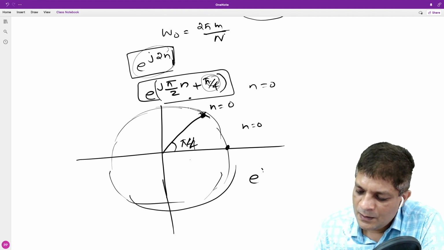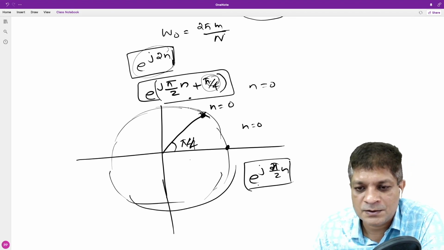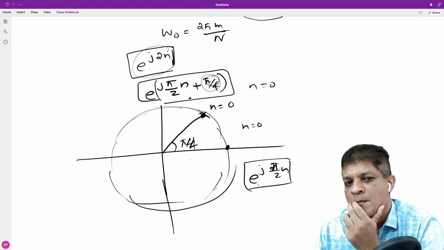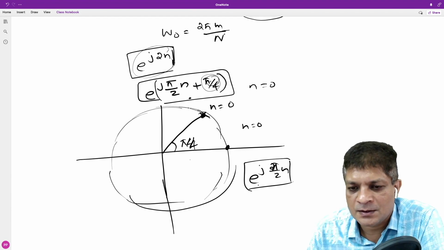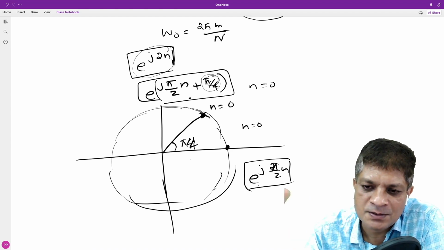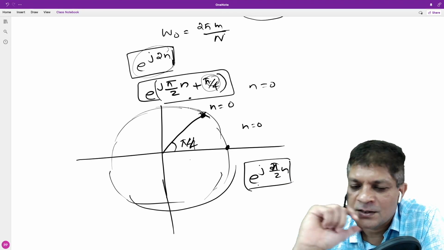Now, how is it related with e to the power j pi by 2n? That means without any phase shift. Same fundamental period. Earlier we have seen that in the case of a continuous time signal, if there is a phase shift, we can get the same signal by time shifting, isn't it? Is it possible here?